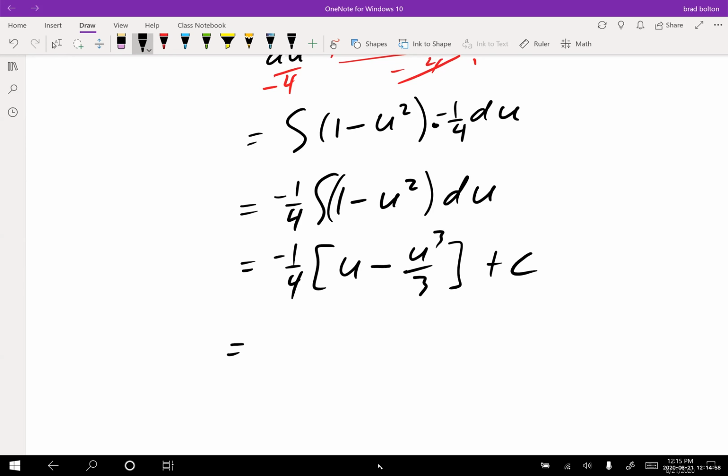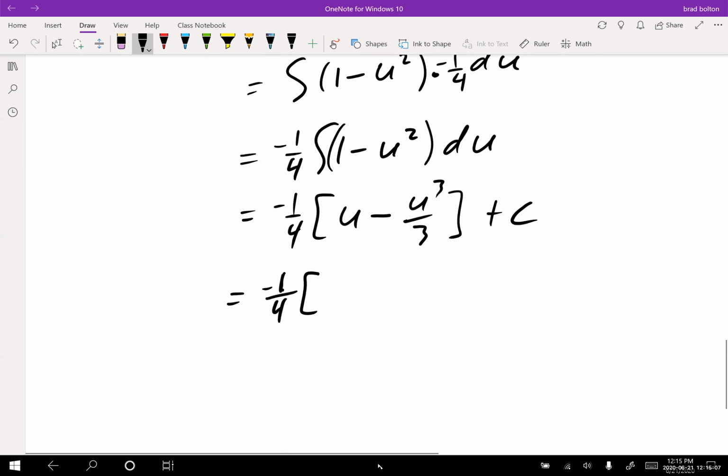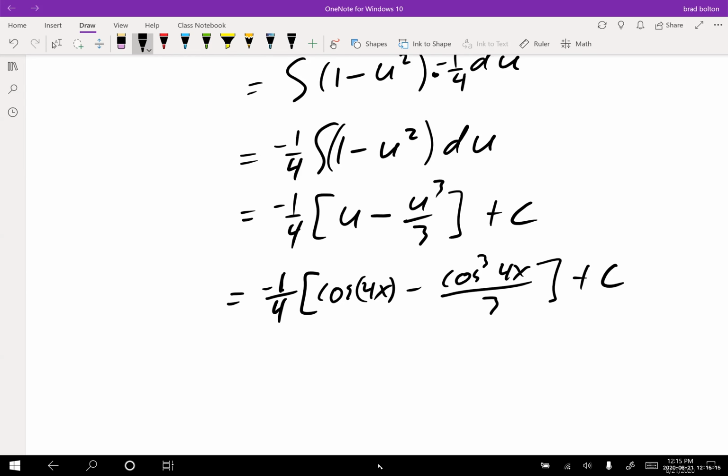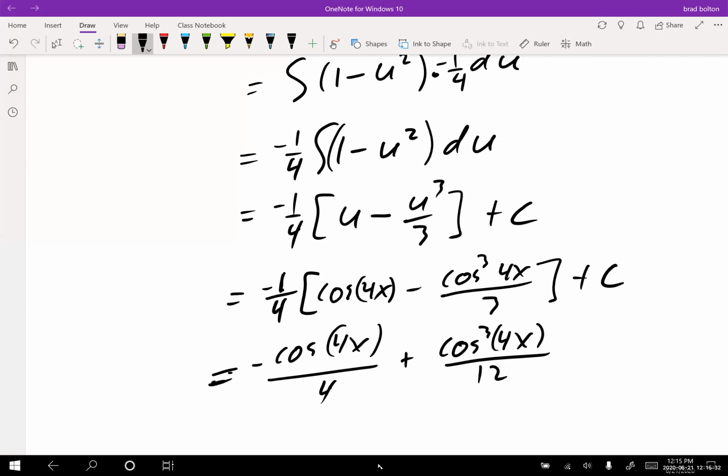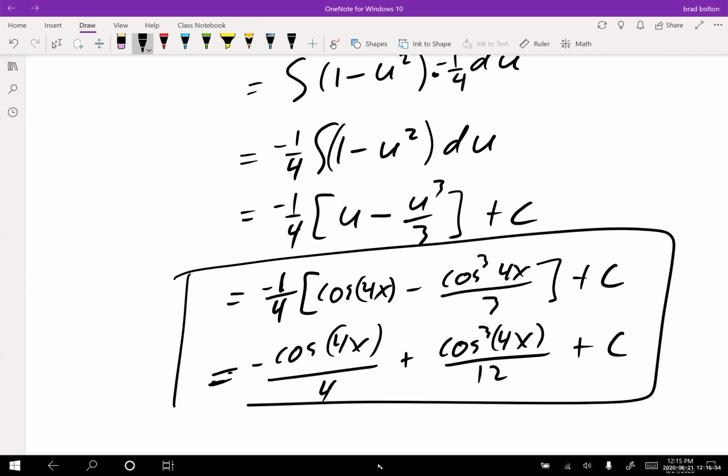Okay, so let's keep going. What did we say u was? We said that u was cosine 4x. So this will be cosine 4x minus cosine cubed 4x over 3 plus c. Yep, and that's it. And you could distribute if you wanted. You could do this as negative cosine 4x over 4 plus cosine cubed 4x over 12 plus c. Both of these are correct answers. It just depends on how it's asked to be entered in.